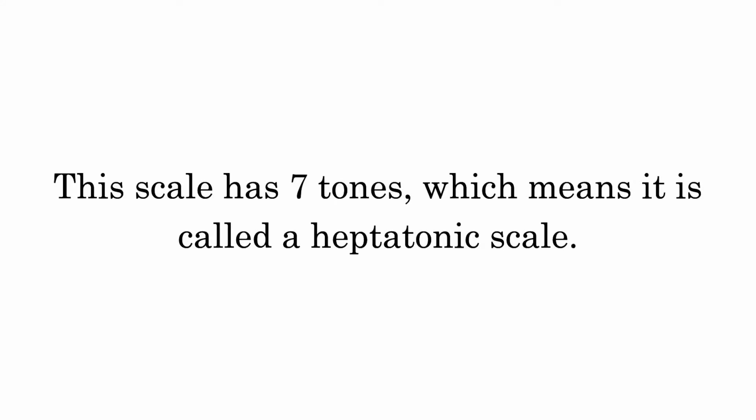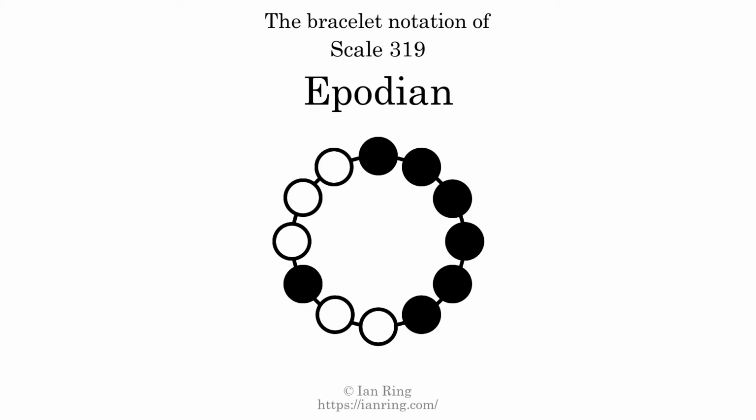This scale has 7 tones, which means it is called a heptatonic scale. This is a bracelet notation diagram of scale 319. The shaded circles represent tones that appear in the scale, and they are read clockwise, starting at the top.